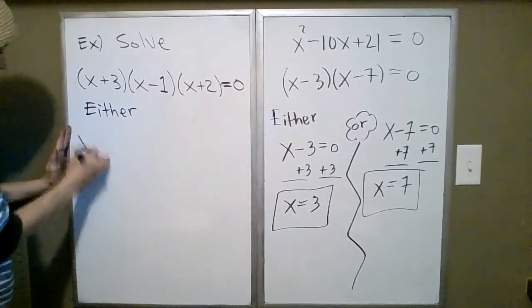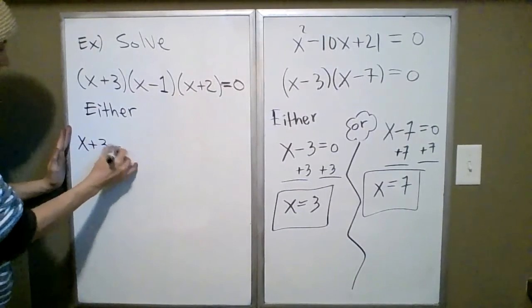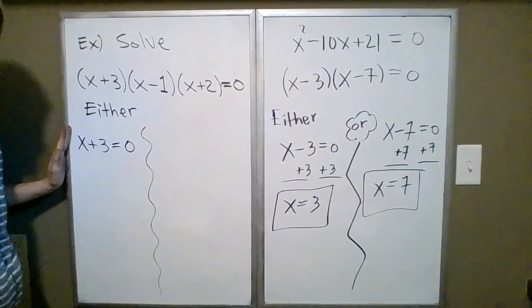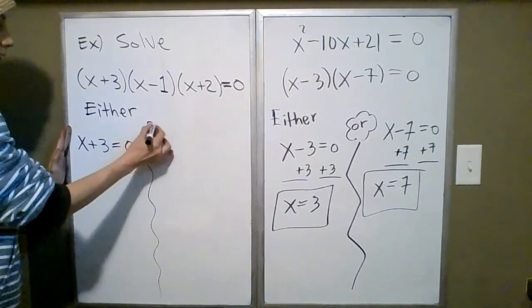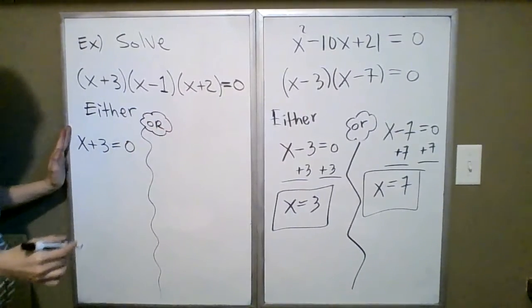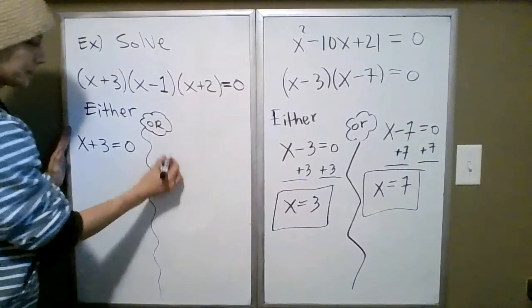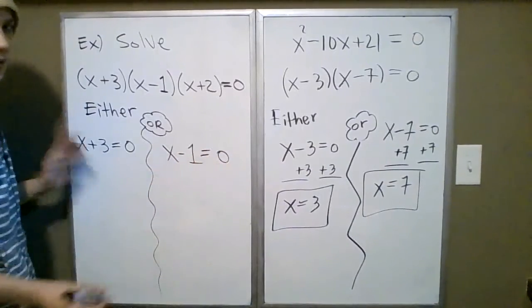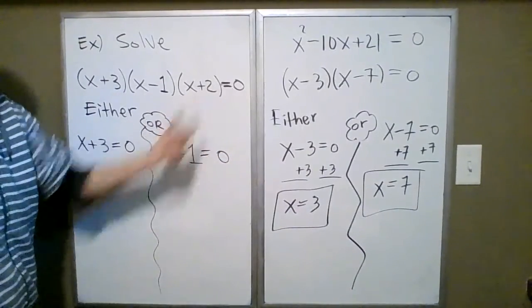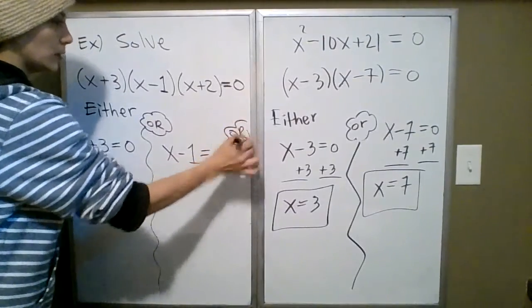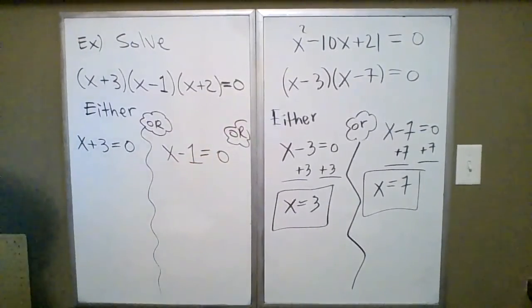There's the x plus 3 equals 0. Or x minus 1 equals 0. And there's another one from that part. Or x plus 2 equals 0.